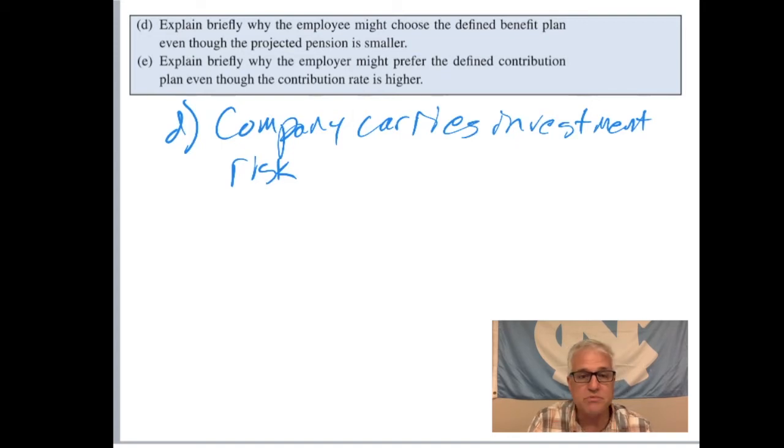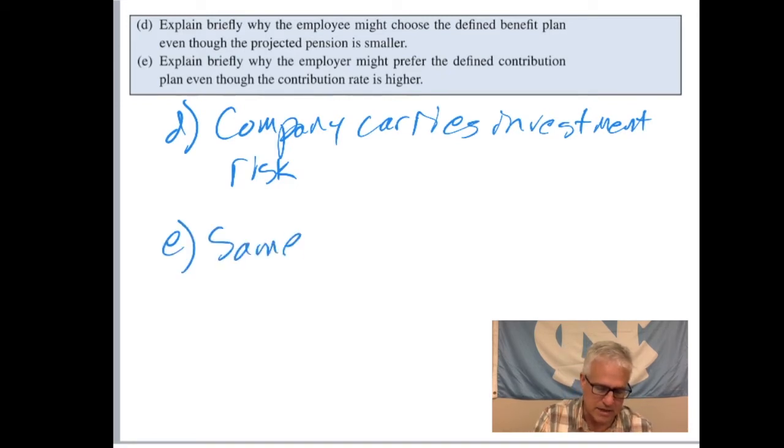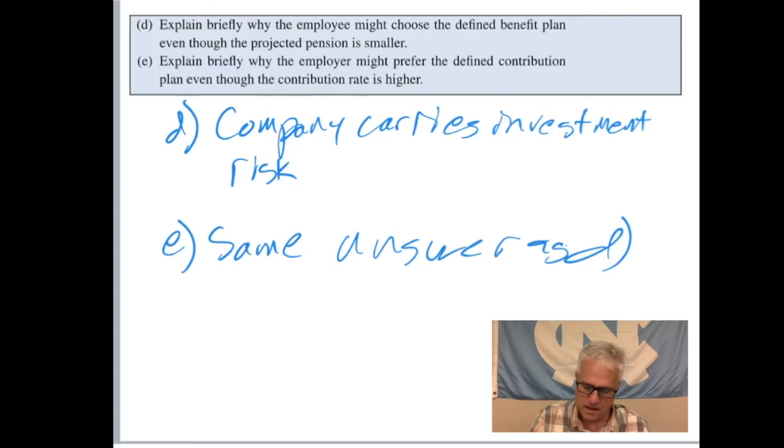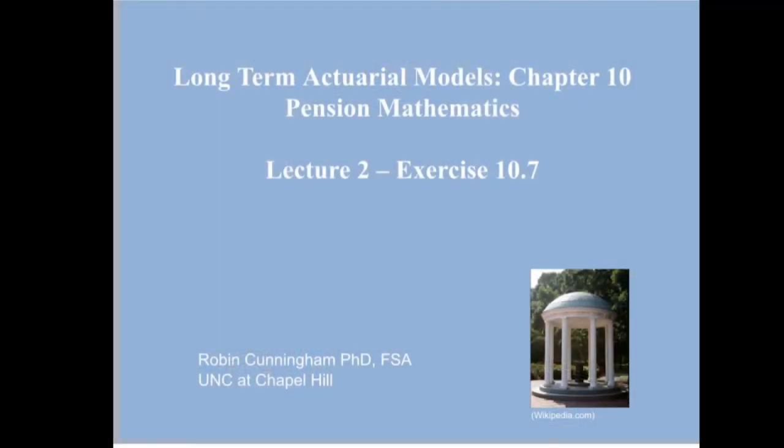Whereas under the defined contribution plan, the company's just depositing the money, and the employee is responsible if the funds fall short. The employee just has a smaller pension or has to make it up with savings. Okay? So E has the same answer as D. And those are quick answers. And this has been Lecture 2 on Exercise 10.7 from Chapter 10 of Actuarial Mathematics for Life Contingent Risks.